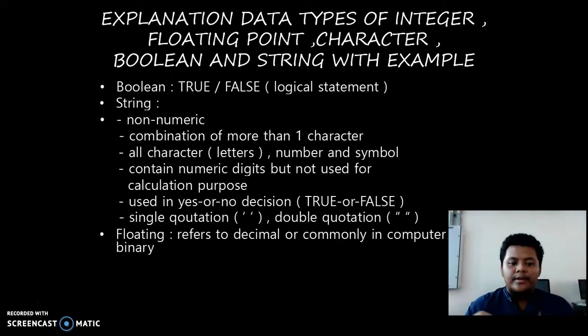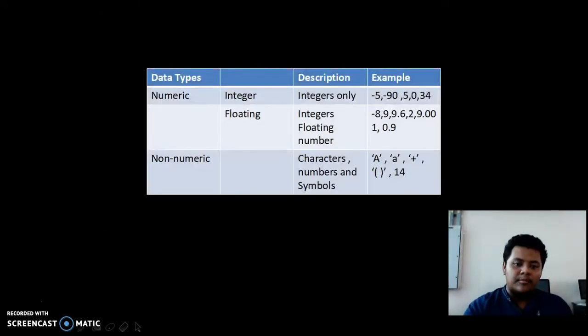Floating refers to decimals, or commonly in computers, binary. Numeric, integer: description in integers only. Examples: -5, -19, 5, 0, and 34. Floating: floating number. Examples: -8.9, 9.6, 2.9001, 0.9. And data type non-numeric: character, number, and symbol. Examples: A, small a, plus, bracket, and 40.